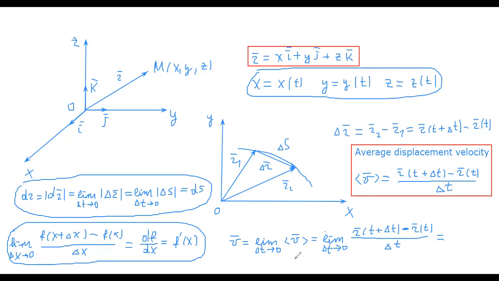Okay, and if you compare this and this, you can understand that it is almost the same. So it is the derivative of a radius vector r by time, dr by dt. Do you have any questions about this?